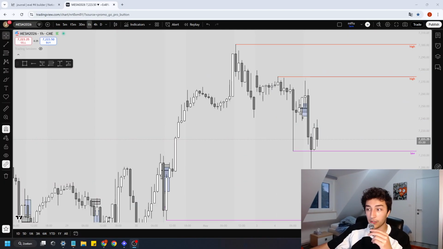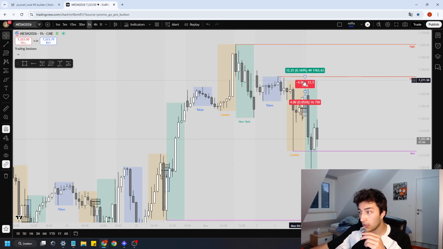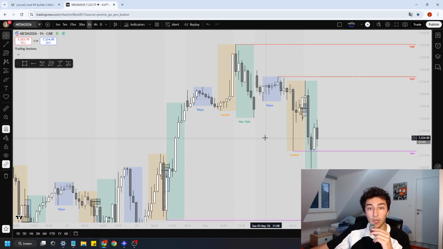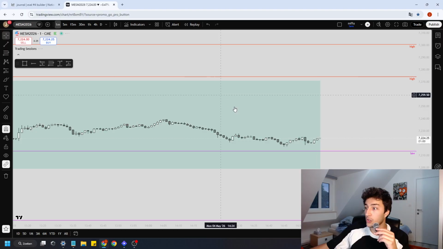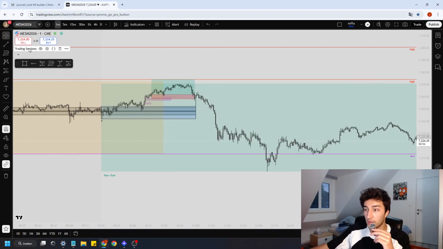If we look at the way the market was moving, let's get straight into it. These were sessions. This was London, and then we had this uptrend right here during London pre-market, which was pretty slow because the UK had a bank holiday, and Tokyo and China also had a bank holiday. So I was considering what to do.